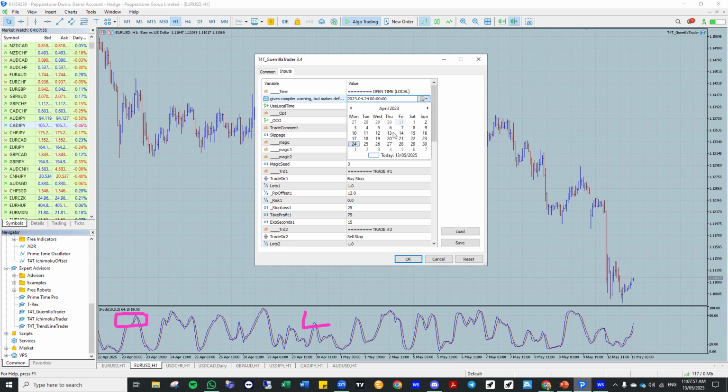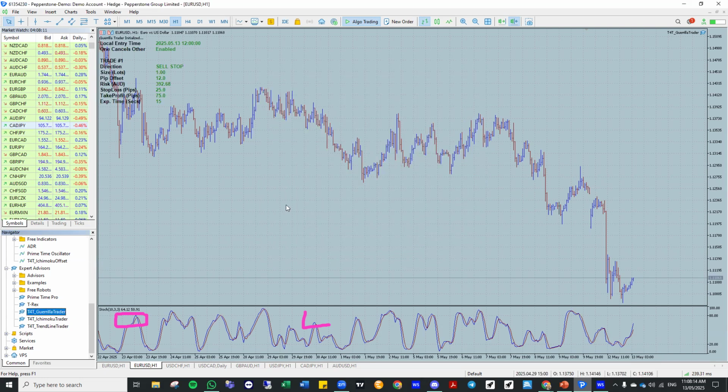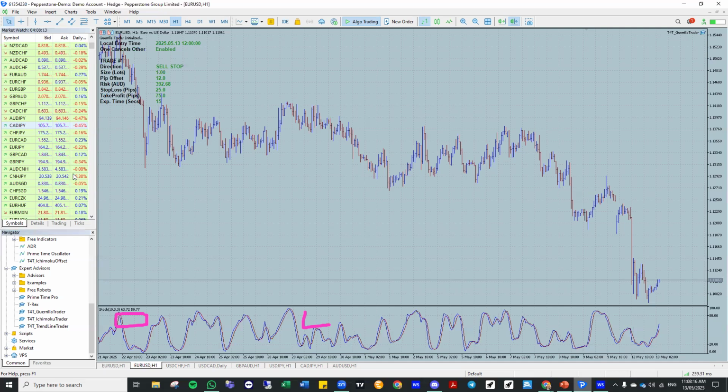Now, let me just explain what I'm talking about, because it won't be obvious just at the moment. So I've got a tool here. We want to sell stop 12 points below the market. I always just go none. Hit OK. So I've set up an order here to sell below the market, right?